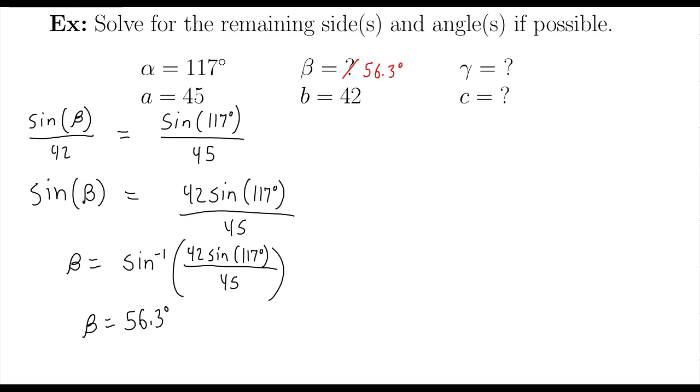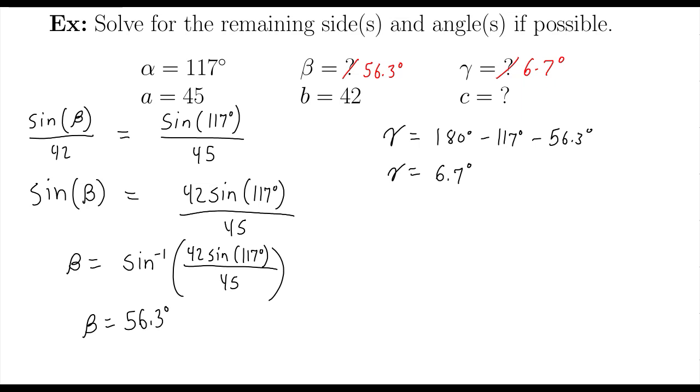Okay, so now if beta is 56.3 degrees, then we know that gamma is going to be 180 minus 117 minus 56.3, and that gives me 6.7 degrees. So if beta is 56.3 degrees, then gamma is 6.7 degrees.